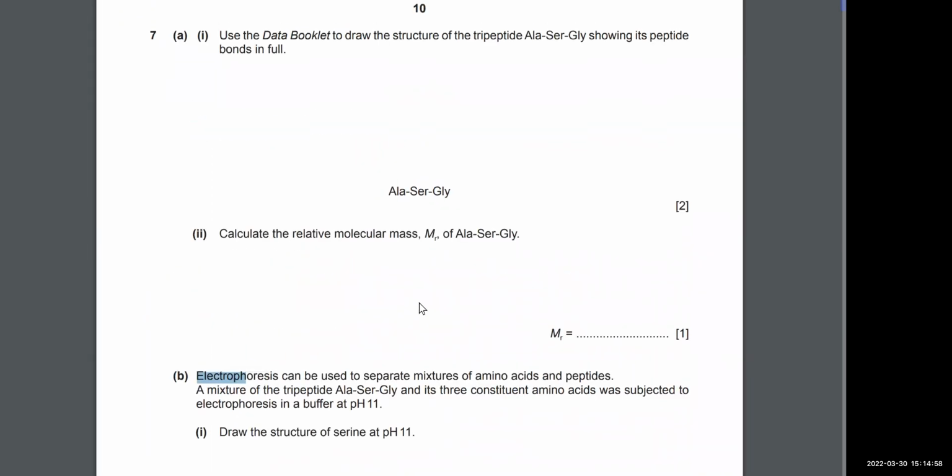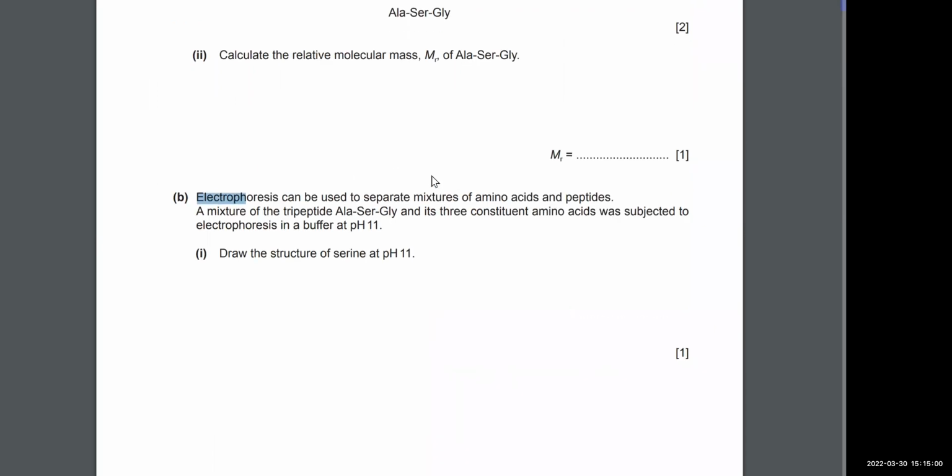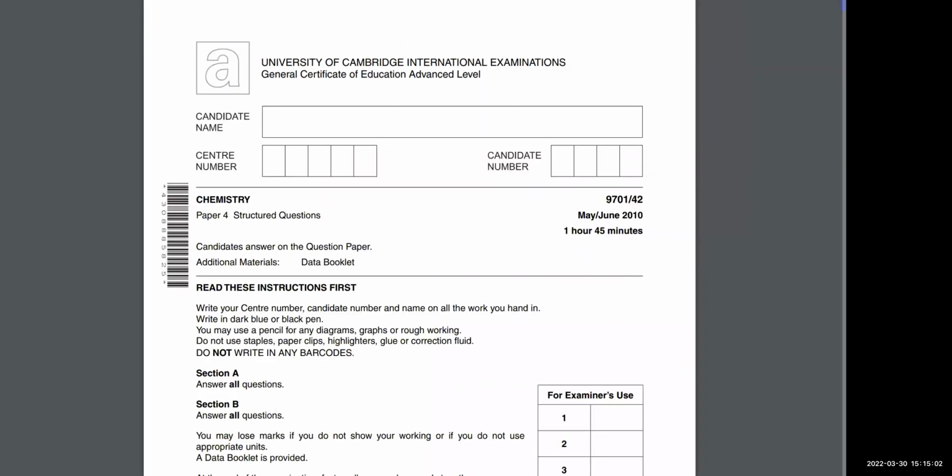They're saying electrophoresis can be used to separate mixtures of amino acids and peptides. A mixture of a tripeptide and its three constituent amino acids was subjected to electrophoresis at a pH of 11. Draw the structure of serine at pH 11. Earlier, serine was given in the data booklet, okay, so what is it at pH 11? pH 11 is obviously extremely basic conditions. So its structure, serine, they will give it because earlier it was given in the data booklet.